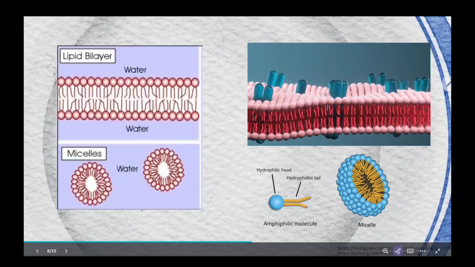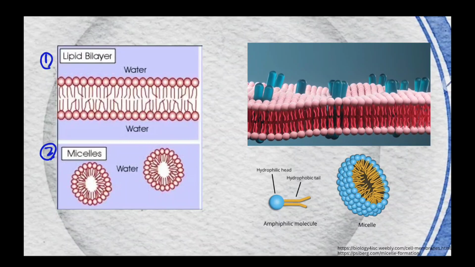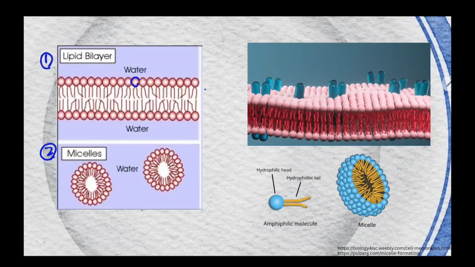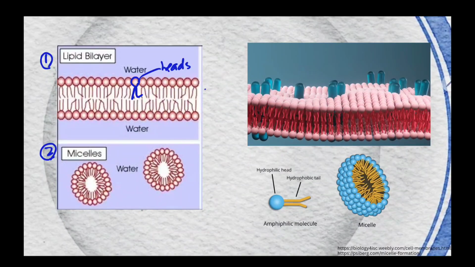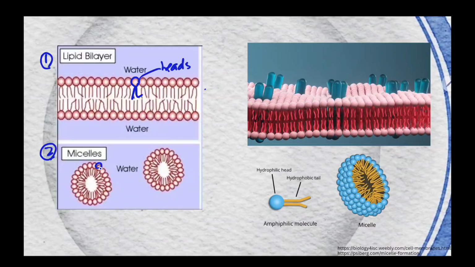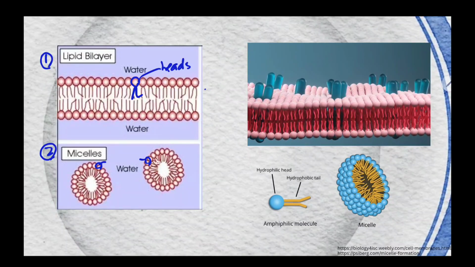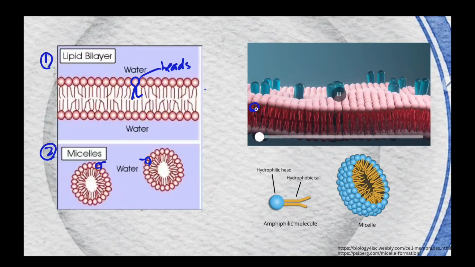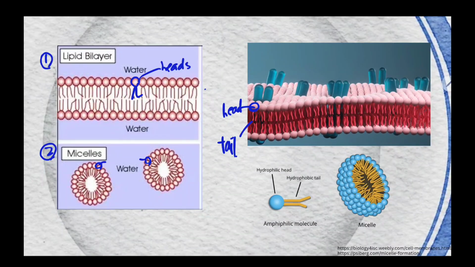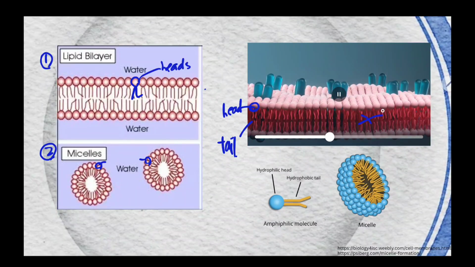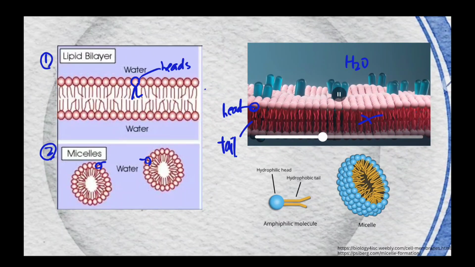There are two types of them. First, lipid bilayer, and second, micelles. Lipid bilayer is the phospholipid bilayer that we just saw. These are the heads that are hydrophilic, and these are the tails that are hydrophobic. You can see that in both of them, heads are close to water and tails are farther from water. Now, this is the head and this is the tail. You can see the tails do not get along with the water, while heads are closely stuck to water.